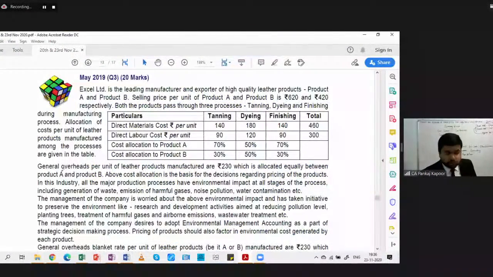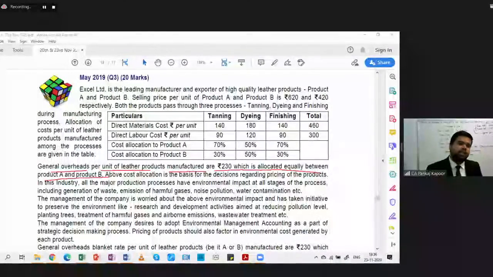Now read the question further on. Overhead per unit of the leather product manufactured is 230, which is allocated equally between the product A and the product B. Friend, here the wording is not a bit clear, but the intention is quite clear that overhead is 230, which needs to be distributed equally between A and B. Hence, the overhead cost of A and B, according to the traditional method, according to the blanket rate, is 115 and 115.